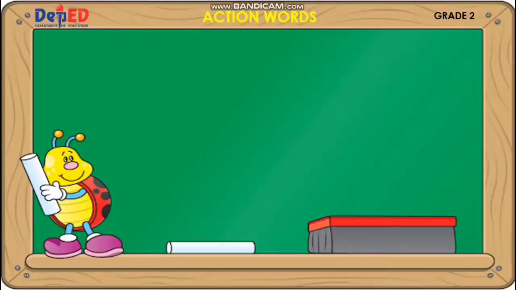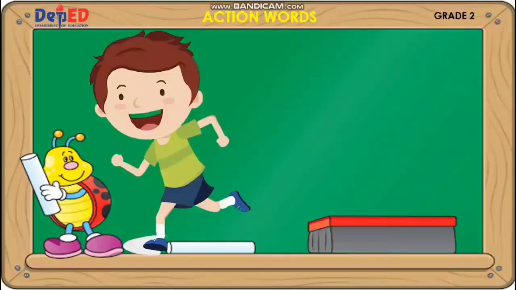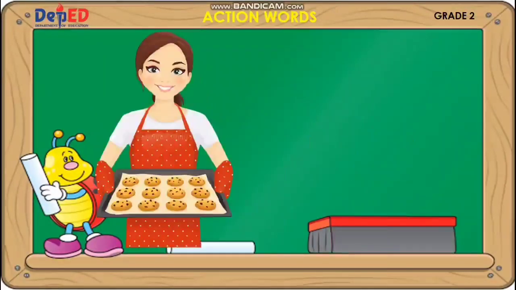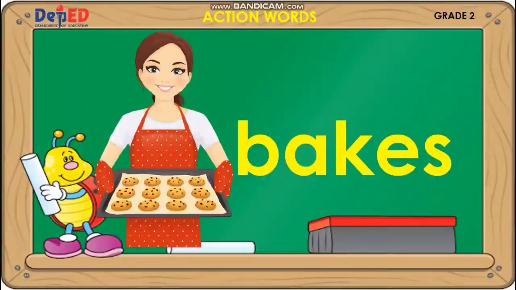Hello, grade 2 pupils! Before we start our lesson for today, let's have first an activity. What is the boy doing? Very good. The boy is running or the boy runs. What does the mother do in the picture? Very good. She is baking or she bakes.